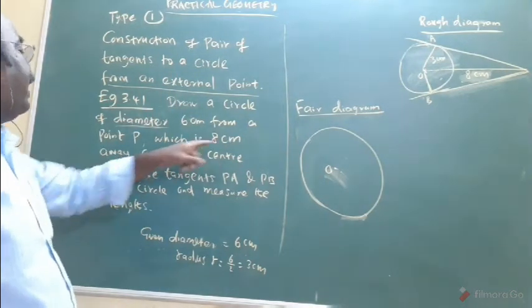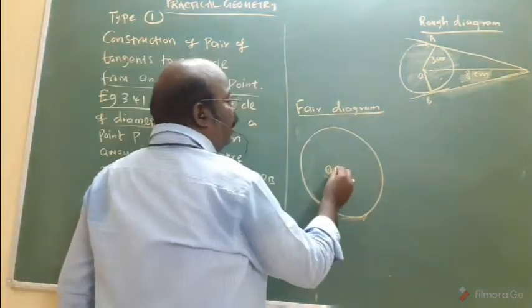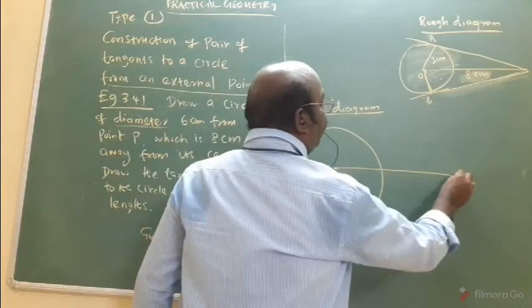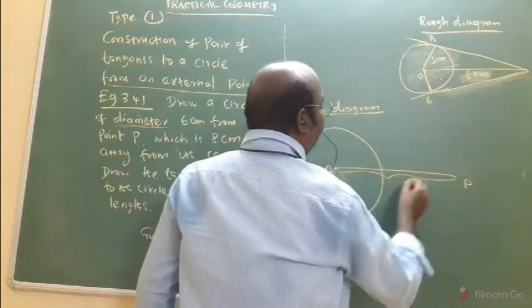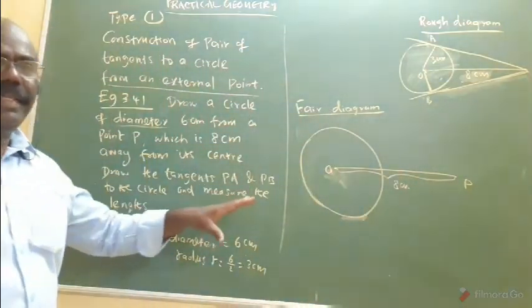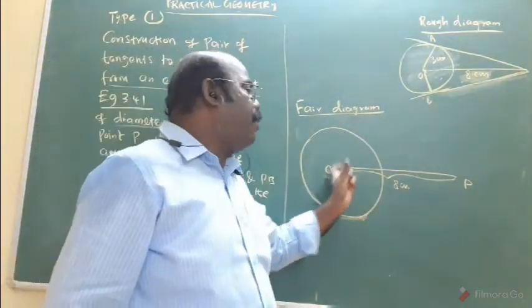Now, the point which is 8 centimeter away from the center. Using the scale, from here to here, draw an 8 centimeter line. This is 8 centimeter away from the center. This is important, this is the main thing. You want to draw a circle, and a point 8 centimeter away from the center.